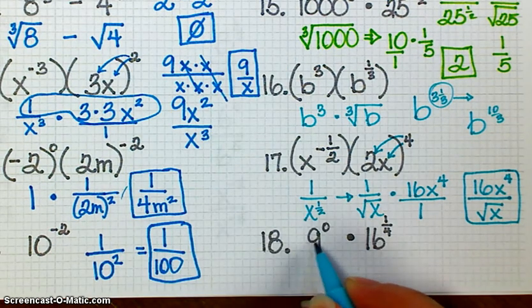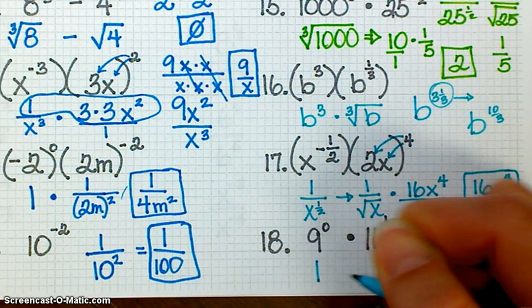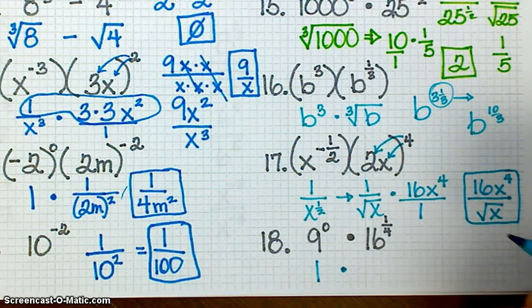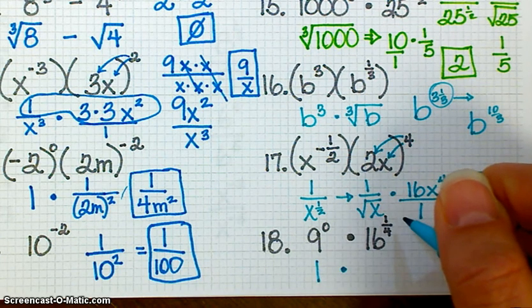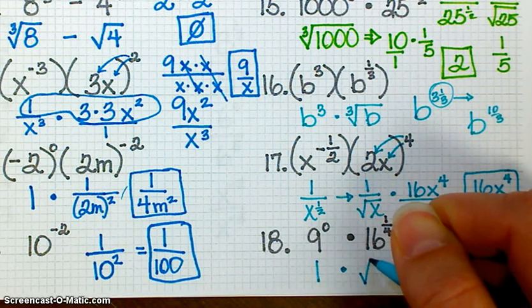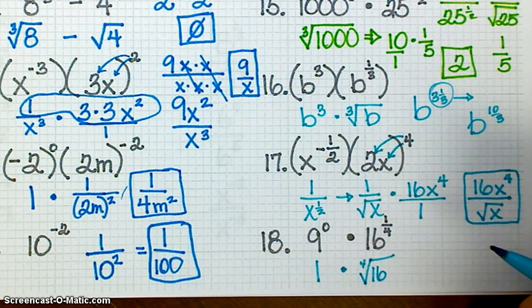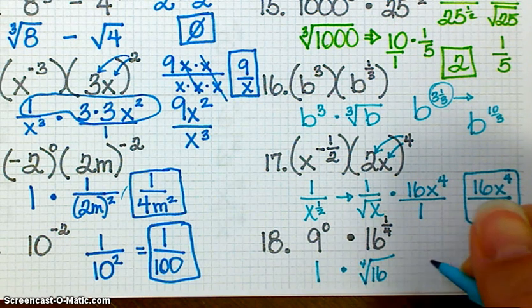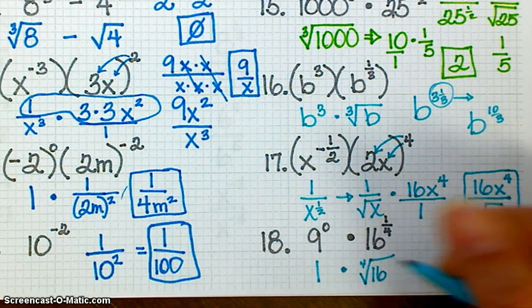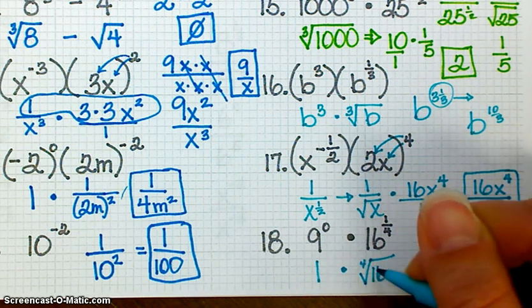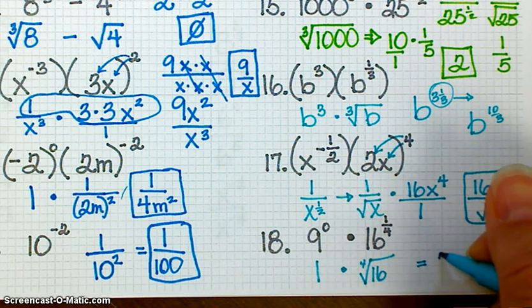Okay, any number raised to the 0 power, remember, is 1. And then 16 to the 1/4 power is basically asking you, please take the 4th root of 16. What number, what times what times what times what gives you 16? And that is 2, because 2 times 2 times 2 times 2 gives you 16. So you wind up with 1 times 2, and that equals 2.